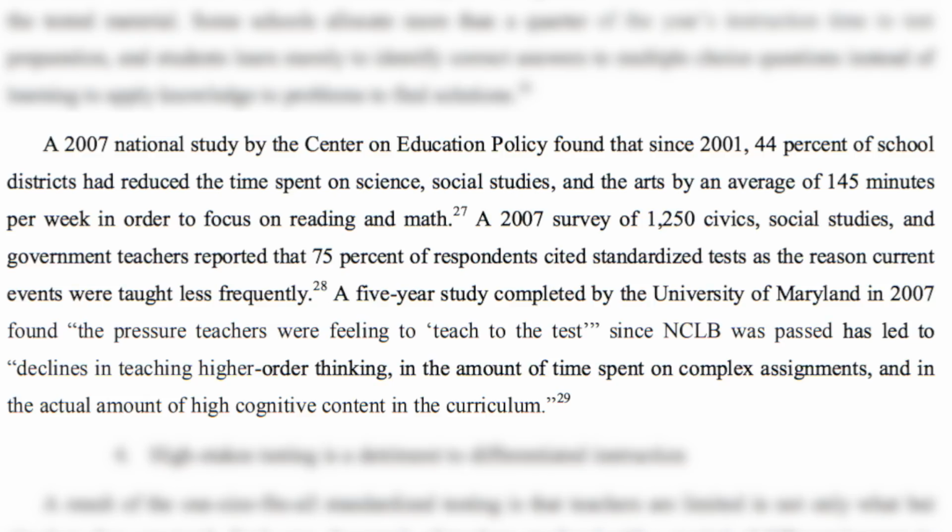A 2007 study of 1,250 civics, social studies, and government teachers reported that 75% of respondents cited standardized tests as the reason current events were taught less frequently. A 5-year study completed by the University of Maryland in 2007 found that the pressure teachers were feeling to teach to the test since NCLB was passed has led to declines in teaching higher order thinking, in the amount of time spent on complex assignments, and in the actual amount of high cognitive content in the curriculum."